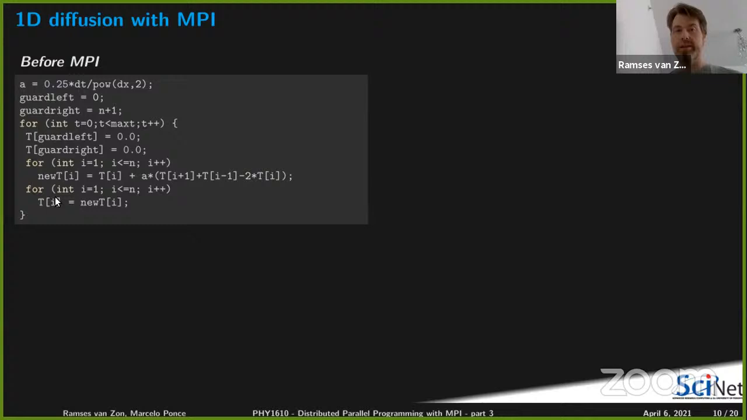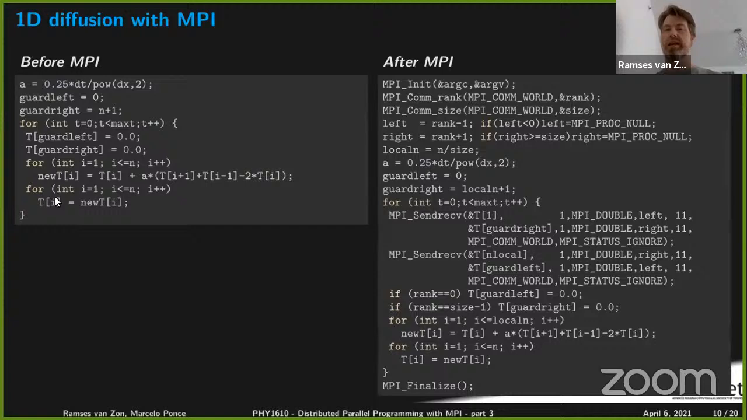Now imagine that we split this up into different segments in MPI. It suddenly becomes a much larger code. Some of it is just standard MPI stuff: MPI init, MPI finalize, ask for rank, ask for size. Remember that in MPI, every process is running the same code and has to figure out for itself what to do based on its rank and how many workers there are. So we do that too, rank and size.